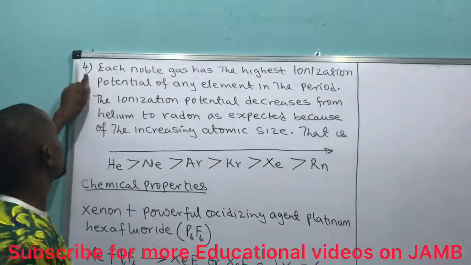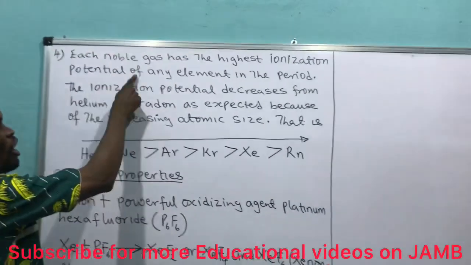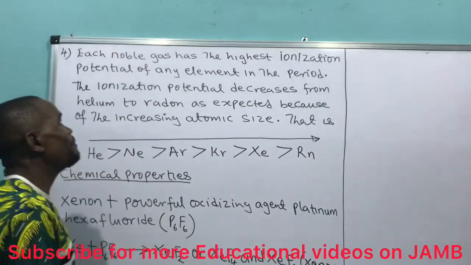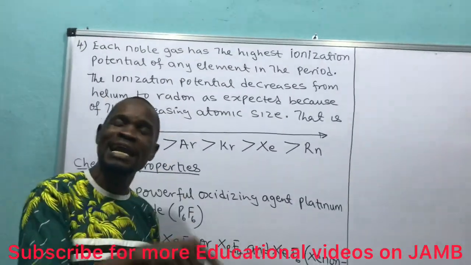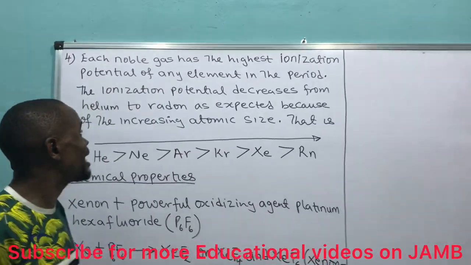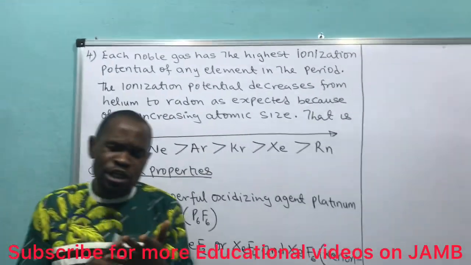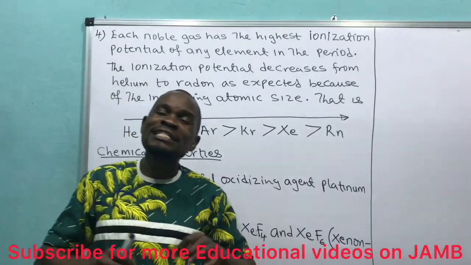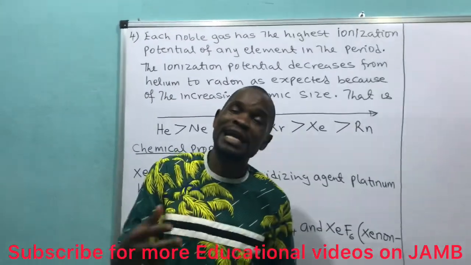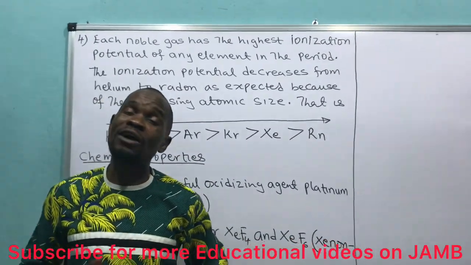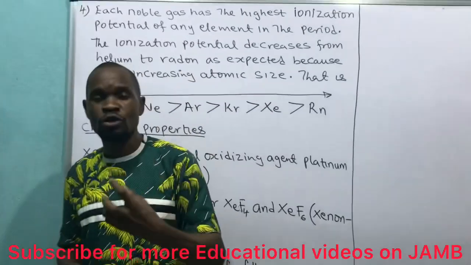Number 4, each noble gas has the highest ionization energy of any element in the period. That means each of the noble gases has the highest ionization energy compared to any other element in that period. So what is ionization energy? What do we mean by ionization potential or energy? Ionization potential or ionization energy is the energy required to take away an electron from a metallic element. It's the energy required to take one electron from that element, to borrow one electron from it.